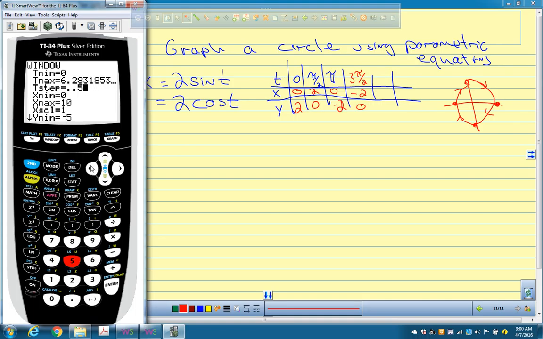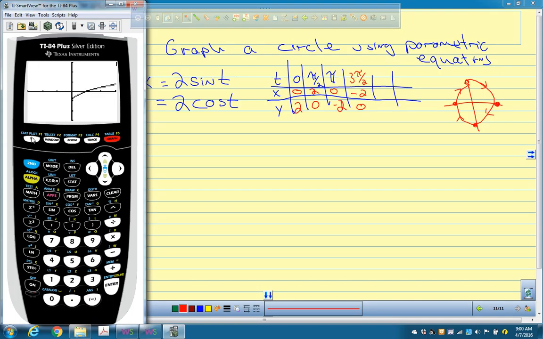0.05. And then my x min. Notice that the x values go from 0 to -2, so I'm going to set that at -3. I'm going to set my positive x to 3. I'm going to set my y min, just like the x min, -3 to +3. Okay? And then I'm going to hit graph.